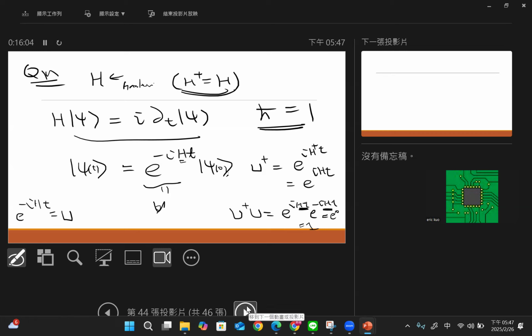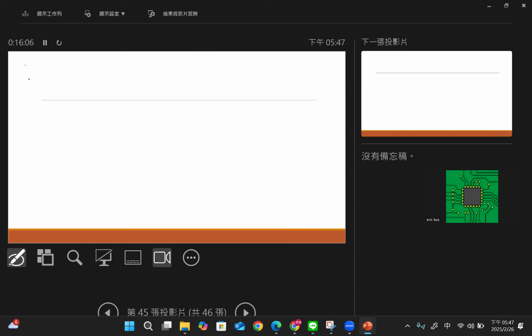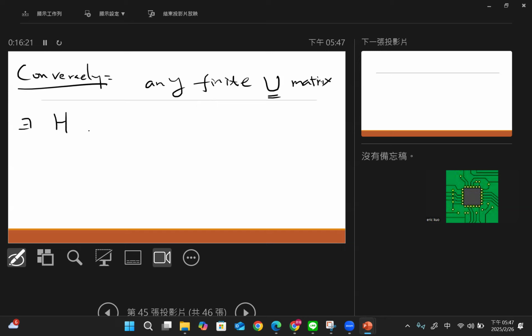And conversely, for any finite dimensional unitary matrix, there exists an n by n matrix H, which is also Hermitian, such that U can be written as exponential of minus i times H. This is also obvious.